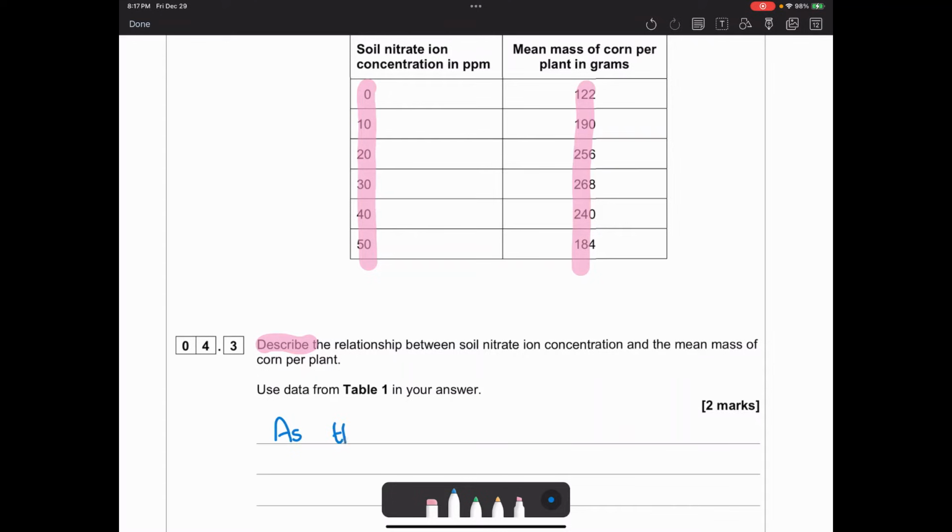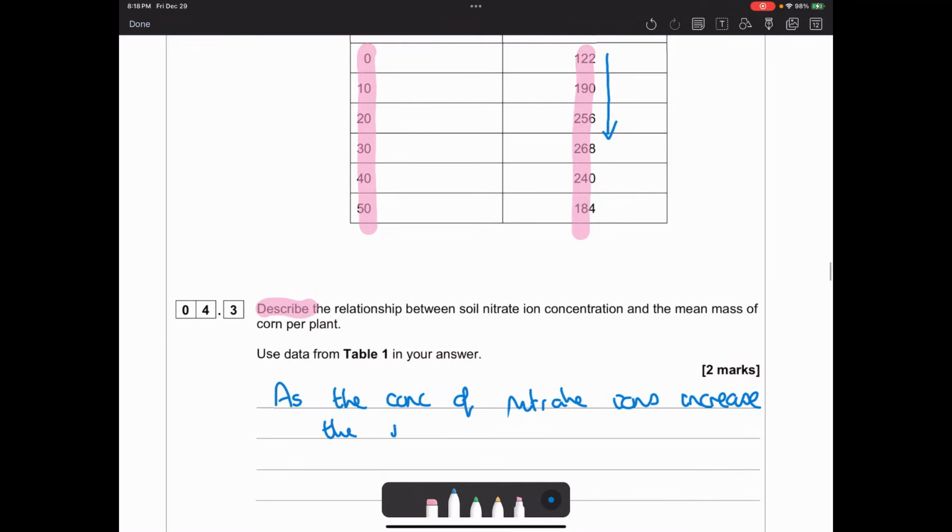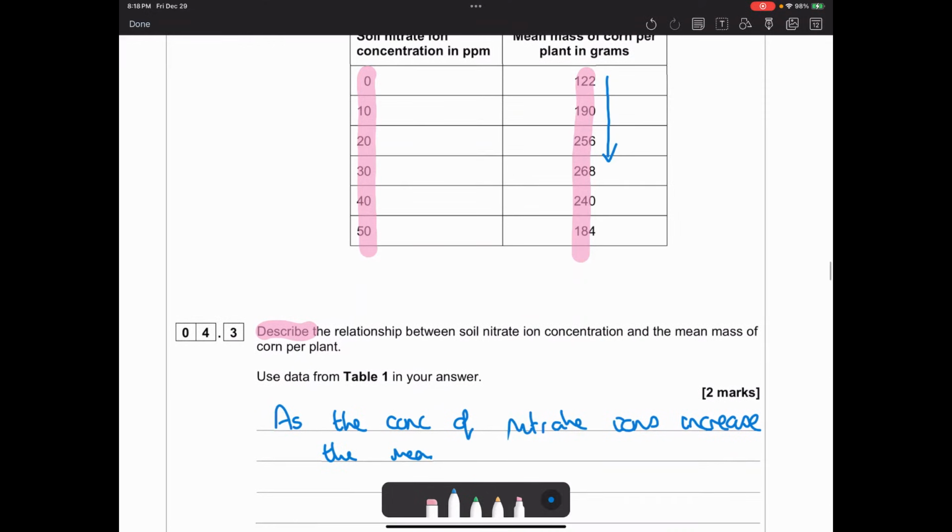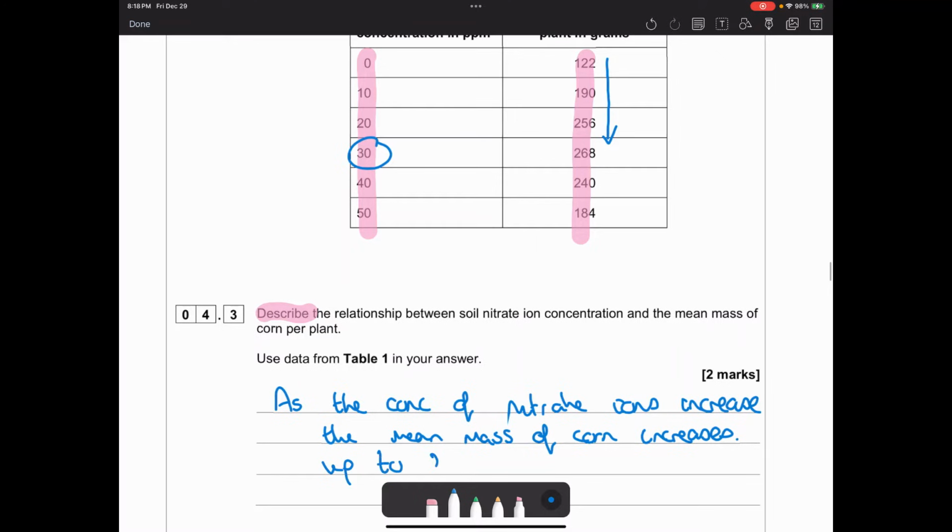So I would say as the concentration of nitrate ions increases, I can see that it's going up. The mean mass of corn, use the labels in the table, increases. But it doesn't always keep going up. It goes up initially up to 30 parts per million, with a mass of 268 grams. However, after 30, what is happening?